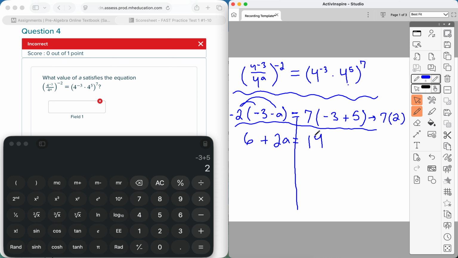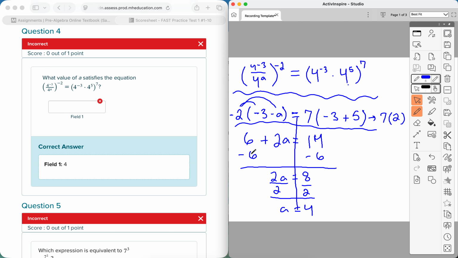Next, since I'm trying to get the variable by itself, this a, I want it to be alone, so I'm going to subtract 6 from both sides. Now we have just 2a equals 8. 14 minus 6 would give us 8. And then divide both sides by 2. A equals 4, which is our answer.